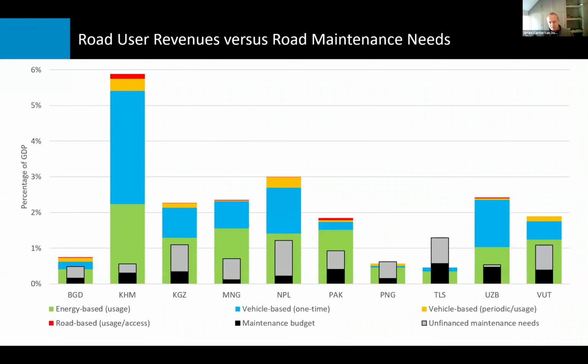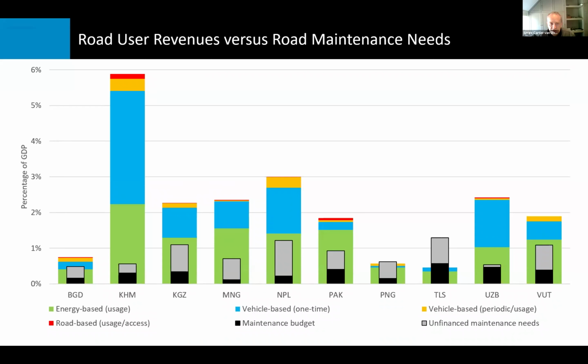So let me just look at the 10 countries together. This is an overview of the different road user revenues collected by each country as a percentage of GDP to make it easier to compare them. And that is compared to the actual road maintenance needs and the allocation. So the road maintenance needs are up to the gray, the black and gray together, and the black is the actual allocation. As we already talked about, we see that Papua New Guinea's needs are actually higher than their revenues, and Timor-Leste, their needs are a lot higher than their revenues.